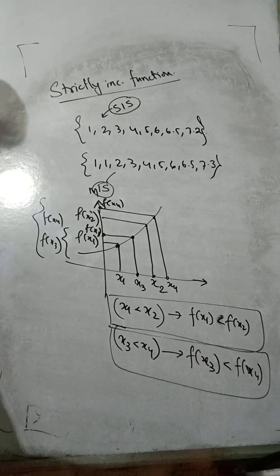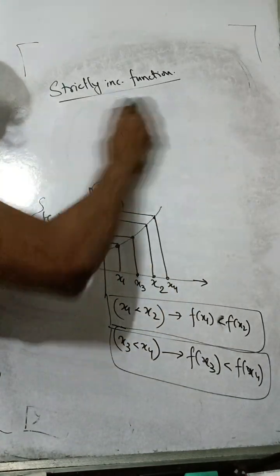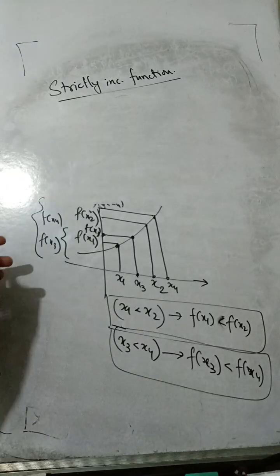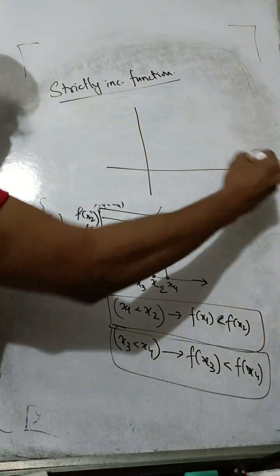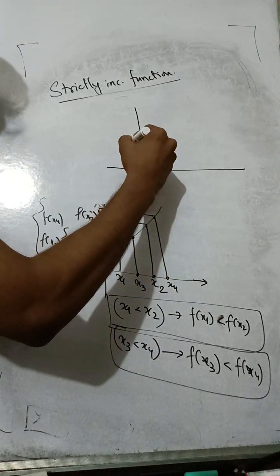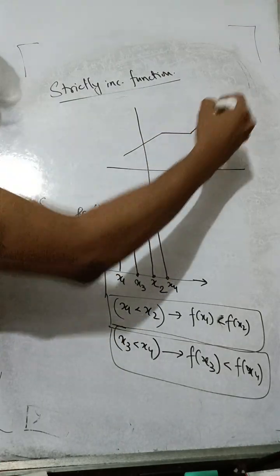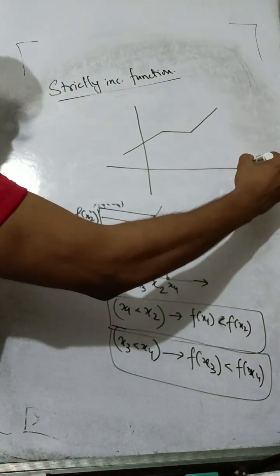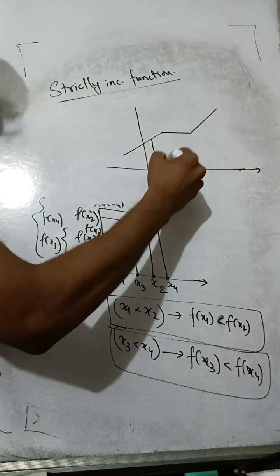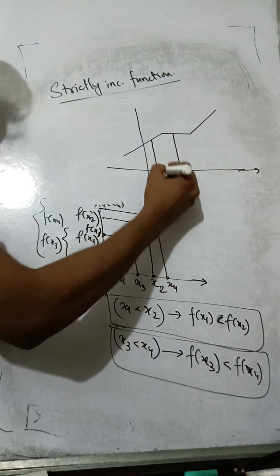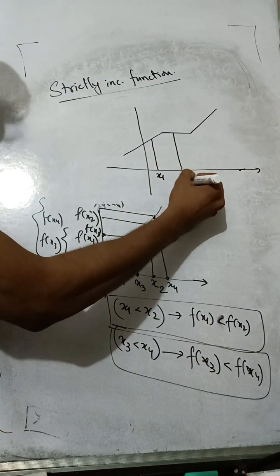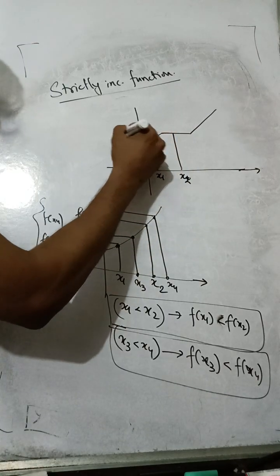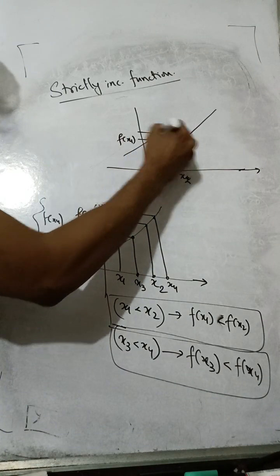Now you will appreciate it more when I talk about something else. Suppose you have an equation something like this, and this is our graph now. If we take x1 and x2 here, this is x1, this is x2. So look, x1 is here, f(x1), and f(x2) is here.